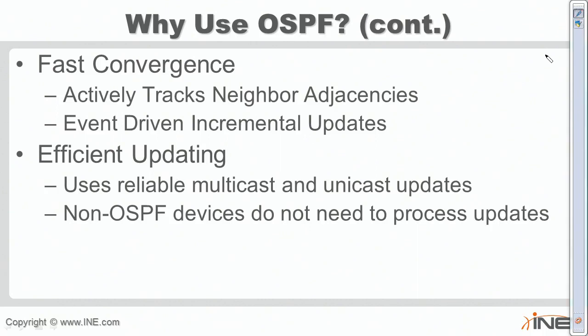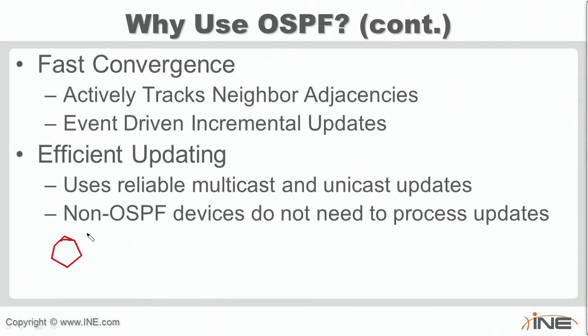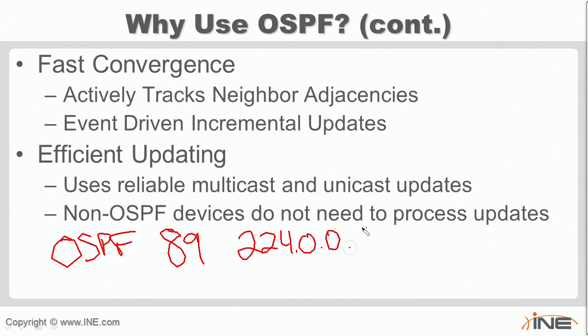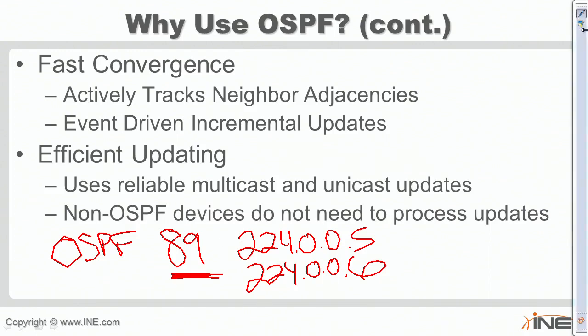So when we actually look at the packet format, OSPF is going to be using IP protocol number 89, and the updates go to the addresses 224.0.0.5 and 224.0.0.6. So just like EIGRP, it has its own layer 4 protocol, or its own layer 4 transport.